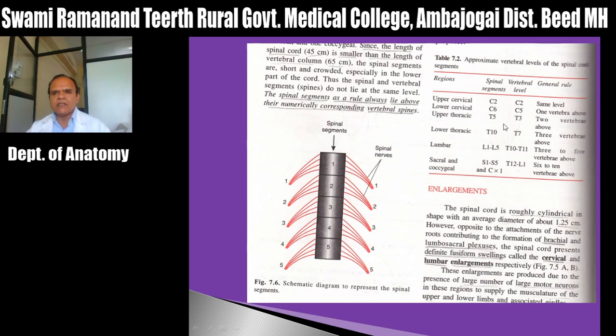And in between, T6 to T9, we have to add 3. So the example given is T7 vertebra, you have to add 3, it becomes T10 spinal segment. If it is T9, you have to add 3, it becomes T12 spinal segment. At the level of T10 and T11 vertebra, all together L1 to L5, 5 nerves are located.